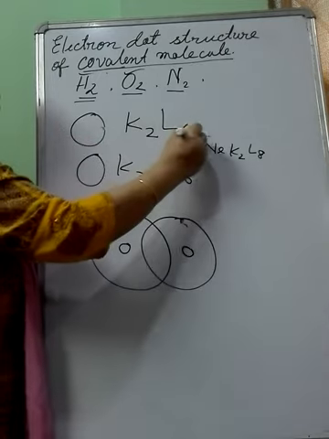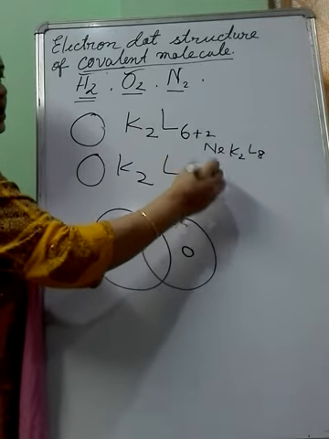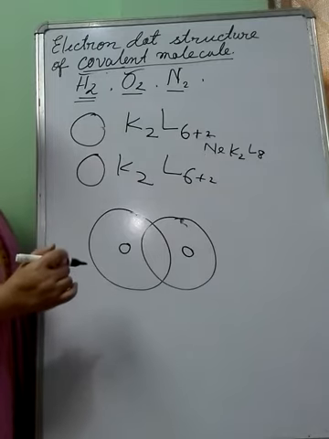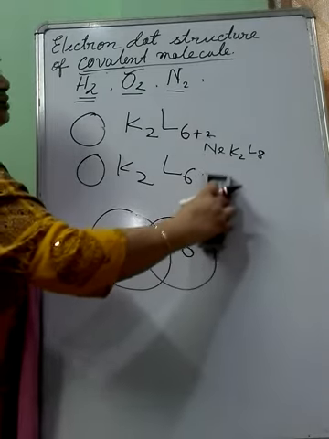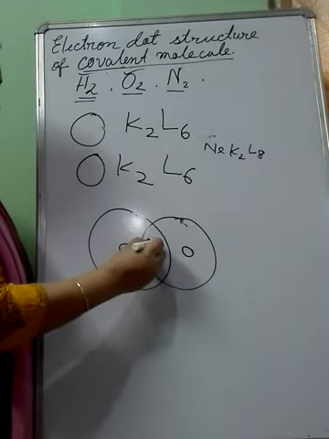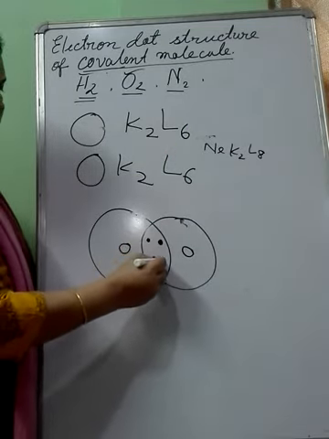Here 2 required, here 2 required. How many? That means 2 plus 2, 4. 4 means 2 pair. 2 pair of electrons should be shared. So now these 2 pair of electrons should be shared. I am writing 2 pair here. 1 pair, 2 pair.